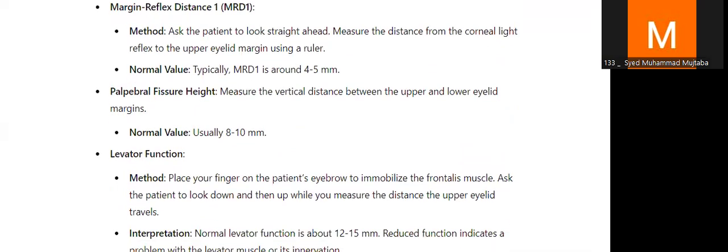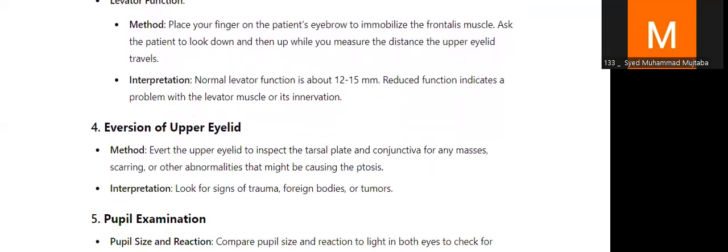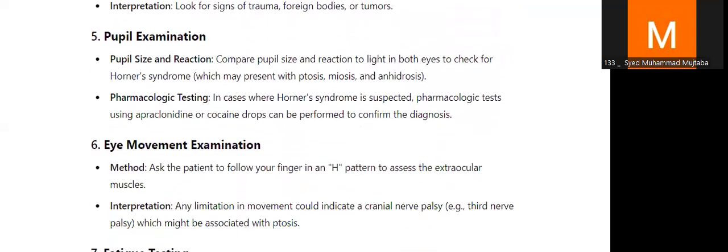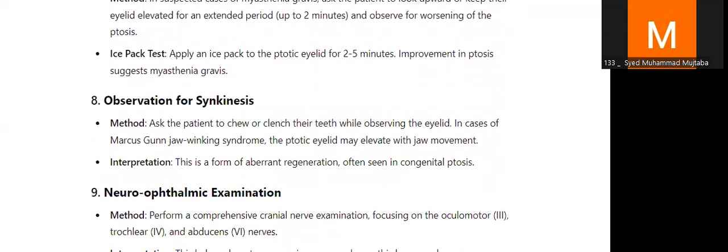After that, we'll be testing the levator function. We will place a finger on top of the frontalis muscle and then measure the height with the help of a ruler. The normal levator function is 12 to 15 millimeters, and its significance is that in case of reduced levator function, we use the levator sling operation. Lastly, we'll be doing the pupil examination, but I've already covered it in great detail. And also in the ptosis examination, we'll be doing the extraocular movement once again.